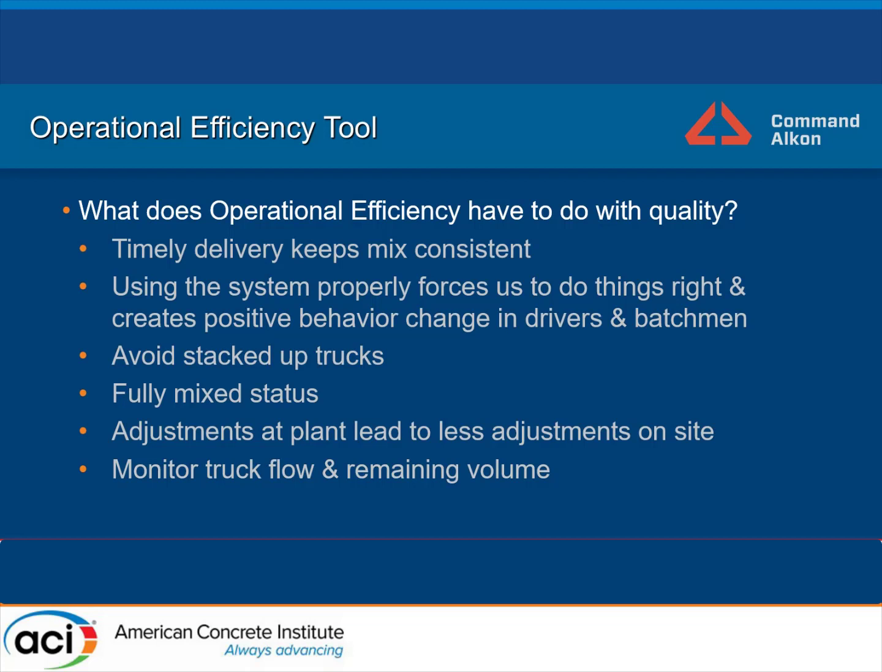So if we can adjust the timing of the delivery of the loads, we're going to make a much more consistent product. And we can adjust that and maybe look at our whole overall picture of other jobs and make a better quality product. We can make those adjustments at the plant and less adjustments on site, so when the truck gets to the job site, he's ready to pour. We're not having to stop, temper the water that's available for the load, and monitoring truck flow and remaining volume of each individual load helps us do the scheduling so we can give that consistent quality.